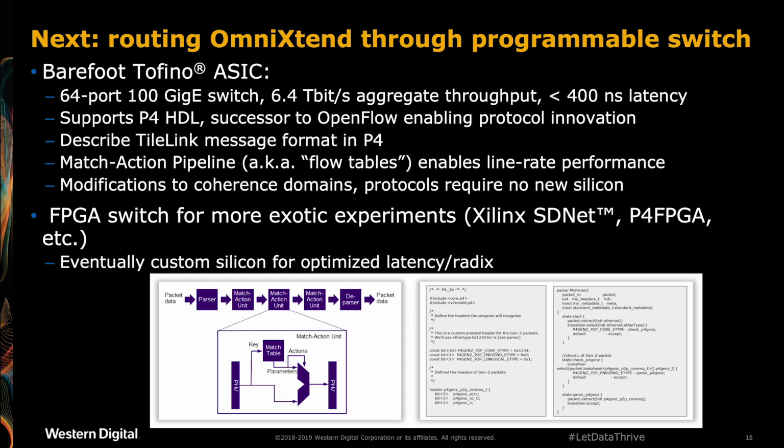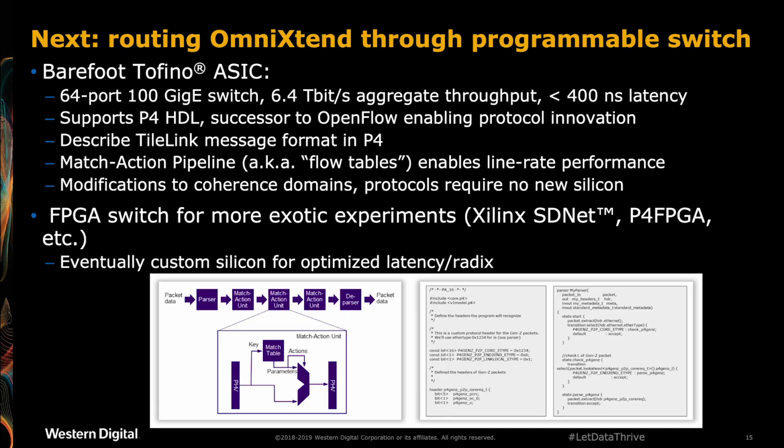Use the Barefoot Tofino ASIC. It's a 64-port, 100 gigabit Ethernet switch, with 6.4 terabits per second aggregate throughput. There's no shortage of bandwidth. And less than 400 nanoseconds latency. It supports the hardware description language called P4. It's the successor to OpenFlow, enabling protocol innovation. You can start programming what the switch does by writing code in P4.